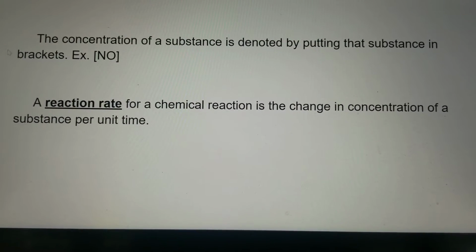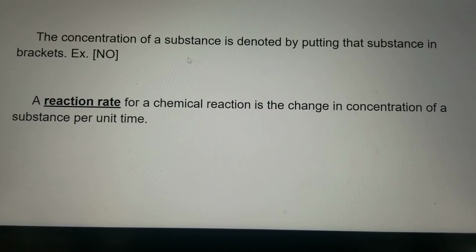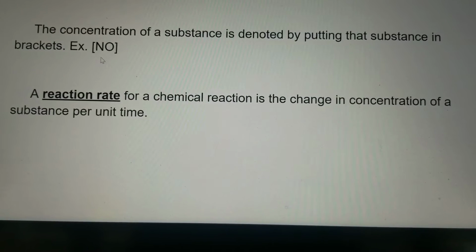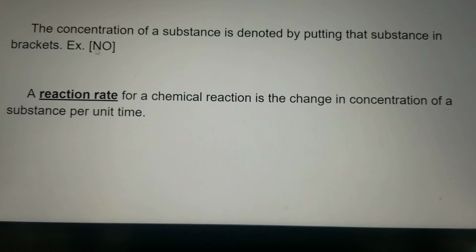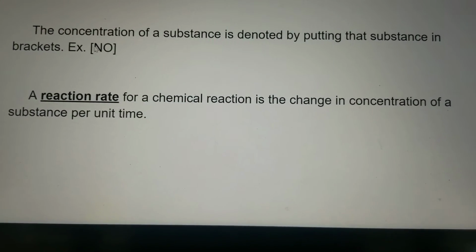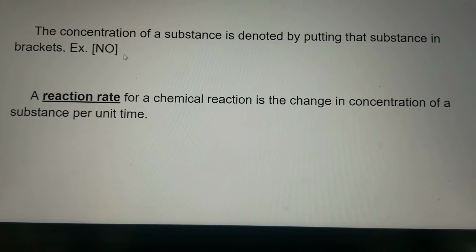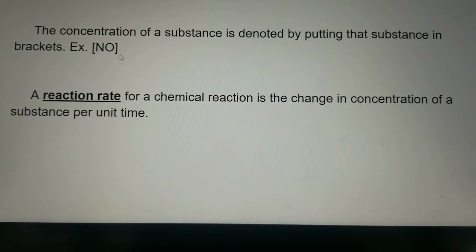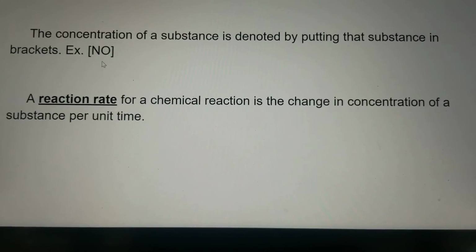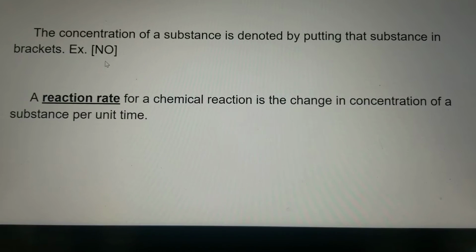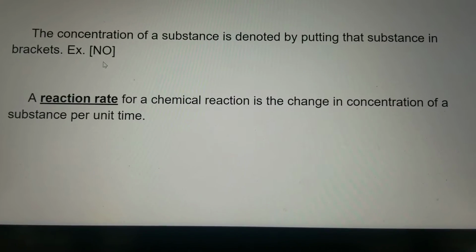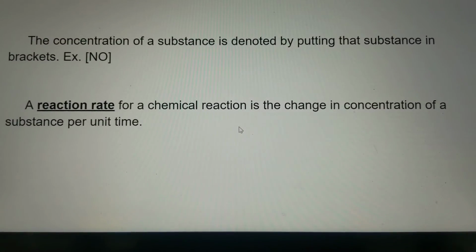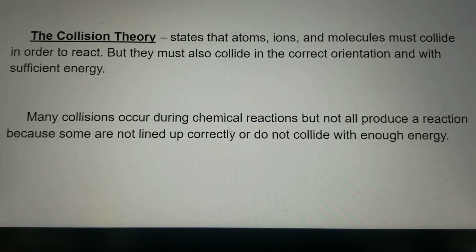And so we are going to denote the concentration of a substance by putting it in brackets. So for example, here, this is NO, nitrogen monoxide. And the fact that it's in square brackets means that you would read that as the concentration of NO. In other words, how much NO, okay? That's what we mean when we say concentration. So a reaction rate for a chemical reaction is the change in concentration of a substance per unit time.